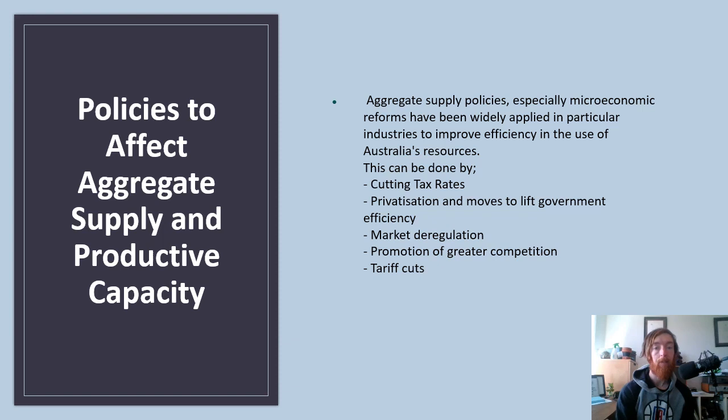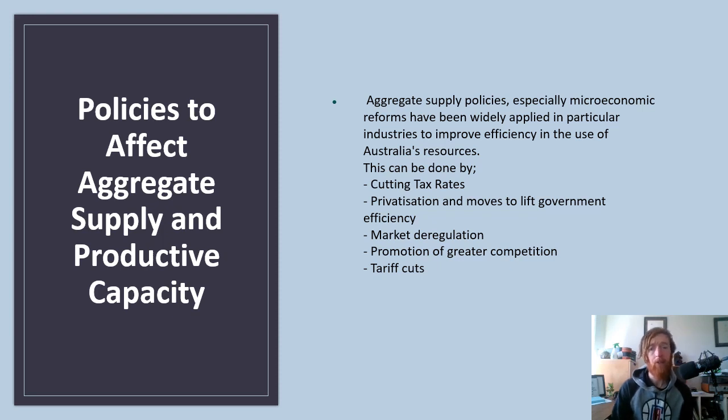Privatization and moves to lift government efficiency. The government sold off a lot of their government-owned businesses because when they're privatized, they are essentially profit-seeking businesses and will try and cut costs to maximize profits, and therefore they'll be more efficient in the long term. Market deregulation, which means taking away unnecessary rules and laws in certain areas. So things like they removed some penalty rates for weekends and public holidays to try and make businesses more competitive and efficient, and therefore make them more willing to supply and more able to supply.